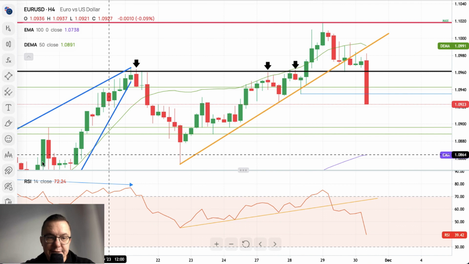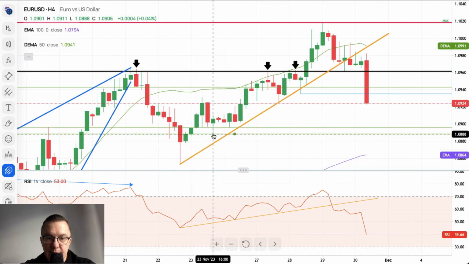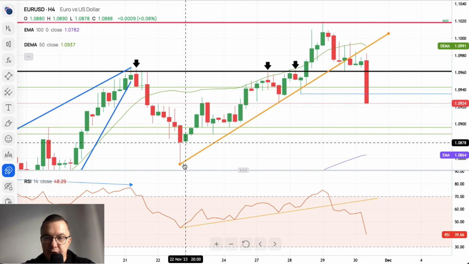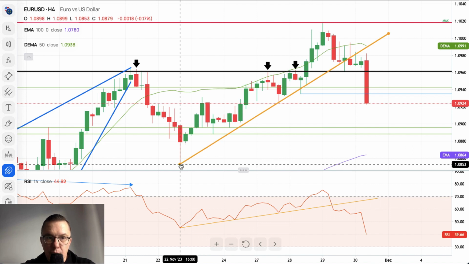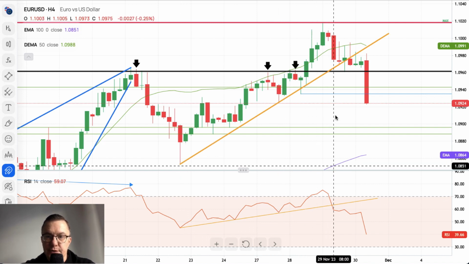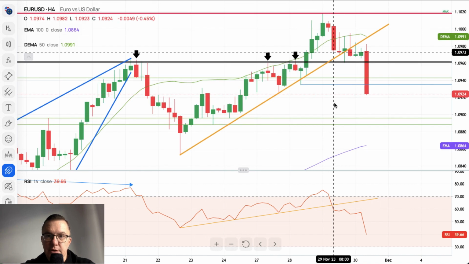The next targets for this pair are at the level of 1.0888, 1.0901, and then eventually 1.0853. So it looks like a sharp reversal to the downside here.